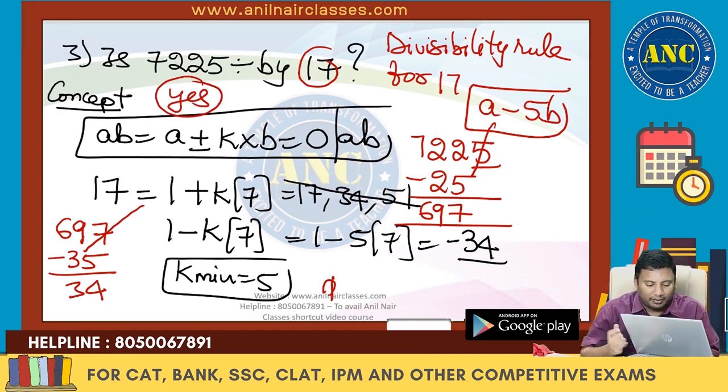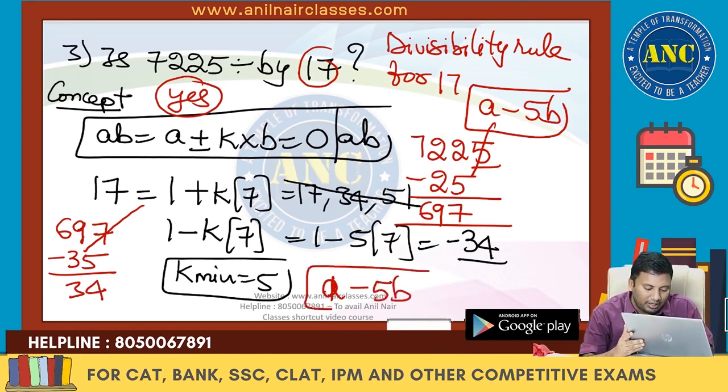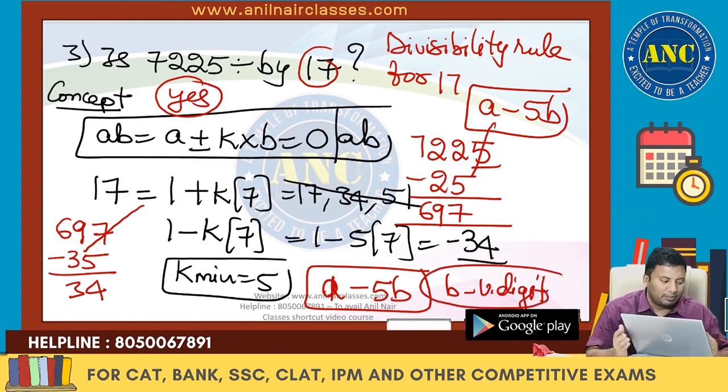The divisibility rule for 17 is A minus 5B, where B is nothing but the unit digit of the number. I hope it is clear for 17.